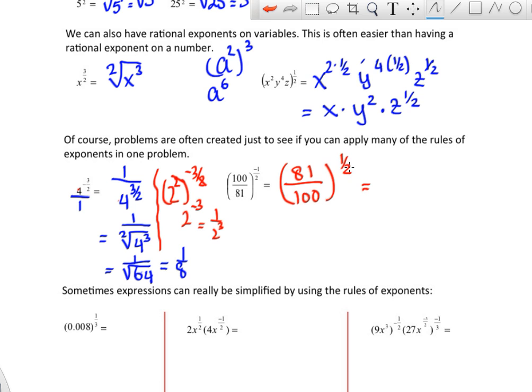And then the power of a half represents the square root. So what is the square root of 81 divided by the square root of 100? Well, both of those you can take, so that's actually 9 over 10.